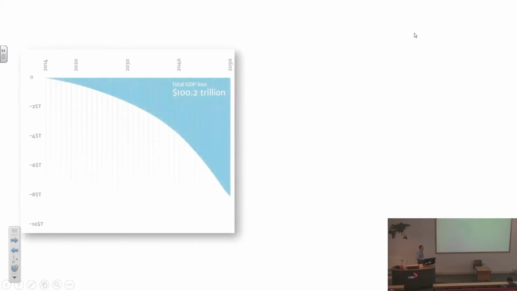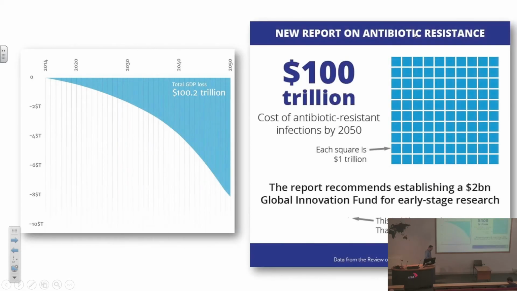Two more infographics. An economist, Jim O'Neill, led this review. They wanted an economist because people really only listen if you talk in terms of cash. So you can see here the predicted problem in monetary terms is over 100 trillion US dollars. That's loss in gross domestic product by the year 2050. If we put that problem into context in this infographic, you can see that a £2 billion fund to stimulate drug discovery would be that pixel there. So it's actually affordable, but will we do anything about it? That's a different debate.